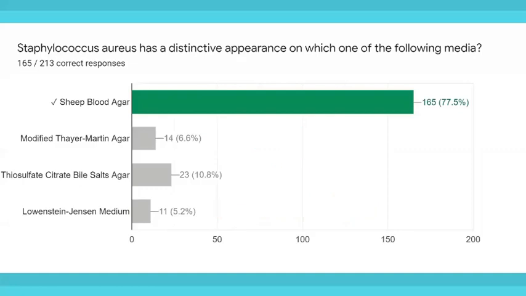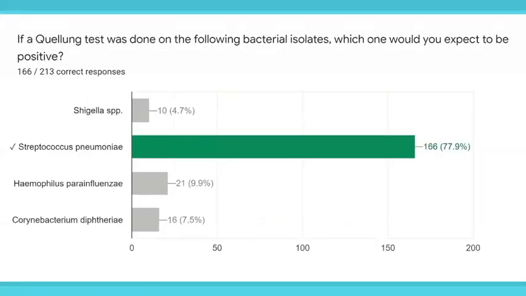All right. Next question. If a Quellung test was done on the following bacterial isolates, which one would you expect to be positive? Of course, for you to be able to answer this, you need to know the purpose of the Quellung test. The Quellung test is used for identification of the bacterial capsule. And among these organisms, the organism with the capsule is Streptococcus pneumoniae. Okay. Next.